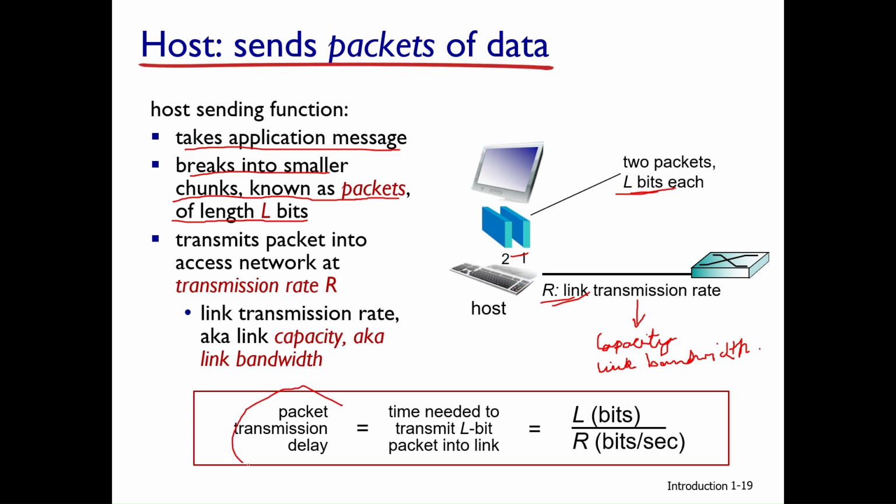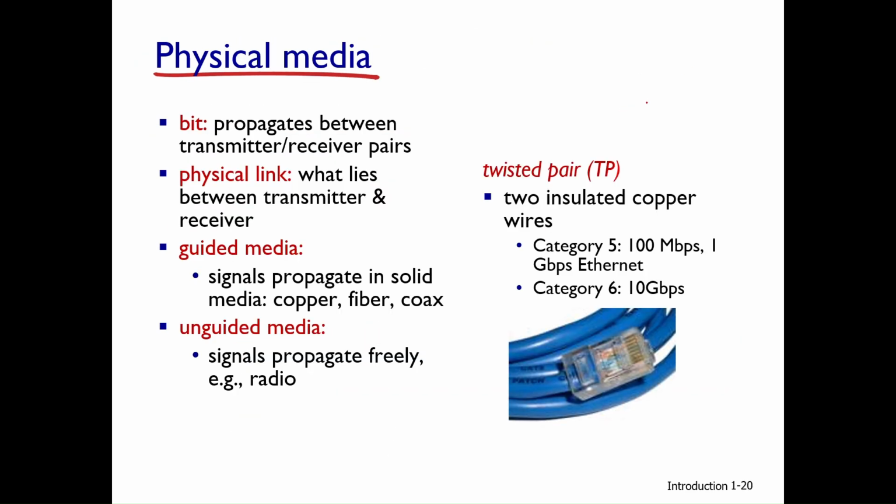Packet transmission delay. So what is packet transmission delay? It is the time needed to transmit an L-bit packet into the link, which is the packet length L divided by R. If we transmit two packets, then it is 2L divided by R.